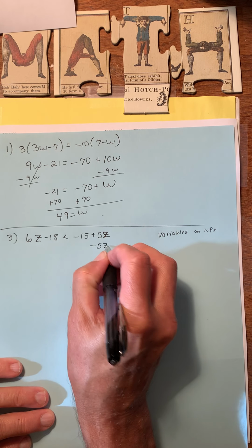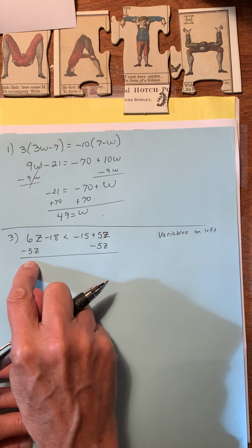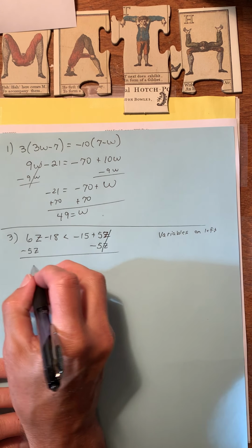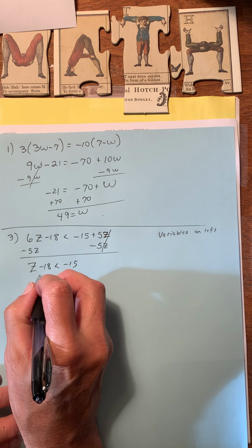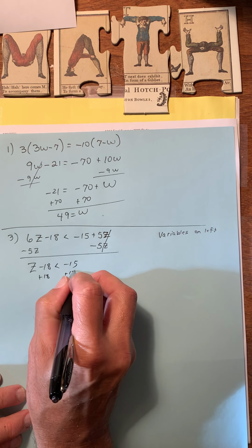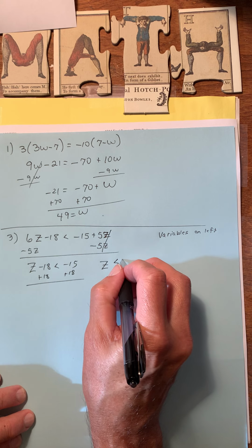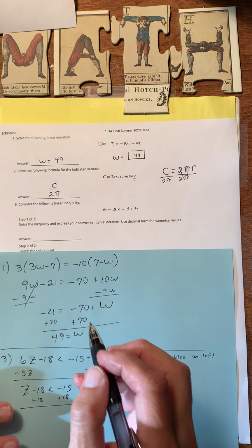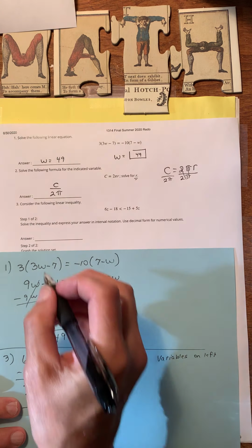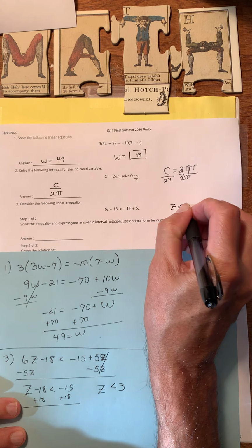So minus 5z, minus 5z. Hey, it works out nice anyway, but even if it made negative z's, get your variables on the left. Add 18, add 18. I get z is less than 3. Let me make sure I got the inequality symbol right. I do. All right. So it says solve the inequality and express in interval notation. So the solution is z is less than 3.